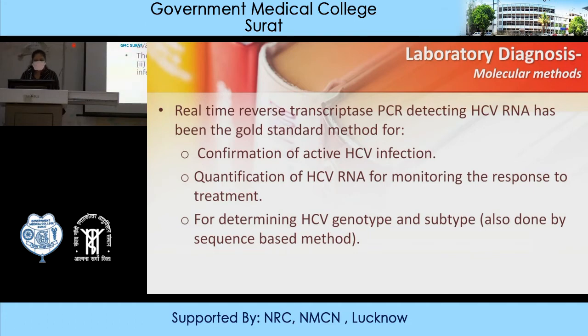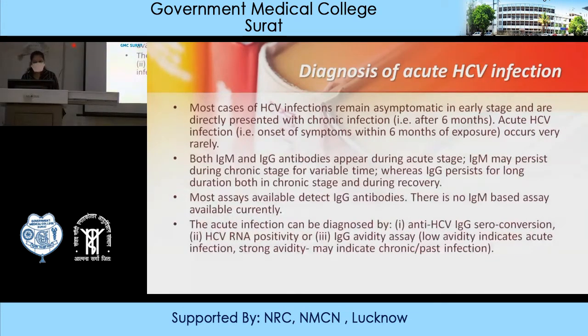Coming to the diagnosis of acute HCV infection, most cases of HCV infections remain asymptomatic in the early stage and are directly presented with chronic infection, that is after 6 months. Acute HCV infection occurs very rarely.